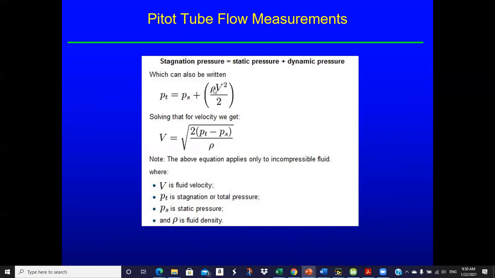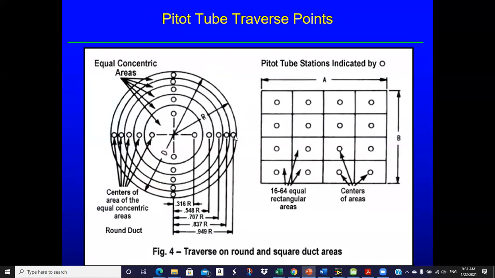And so rho is just density, which if you know the fluid, you ought to be able to find the density for it at that location. So we just solve this equation for velocity, and bingo, it's pretty simple. PT minus PS is just velocity pressure, times 2 over density, square root, bingo, and you've got your velocity. So pretty simple.